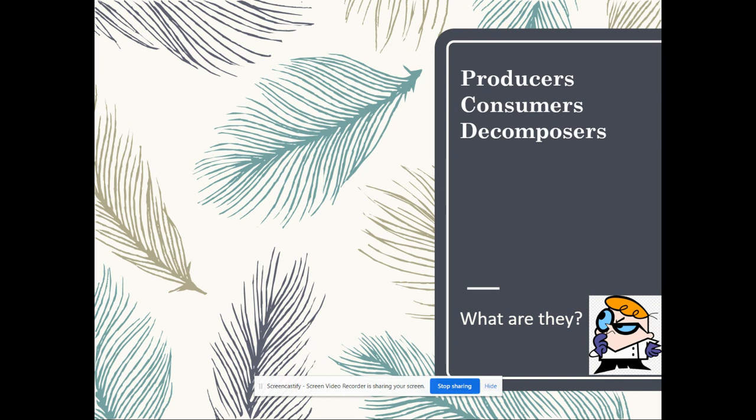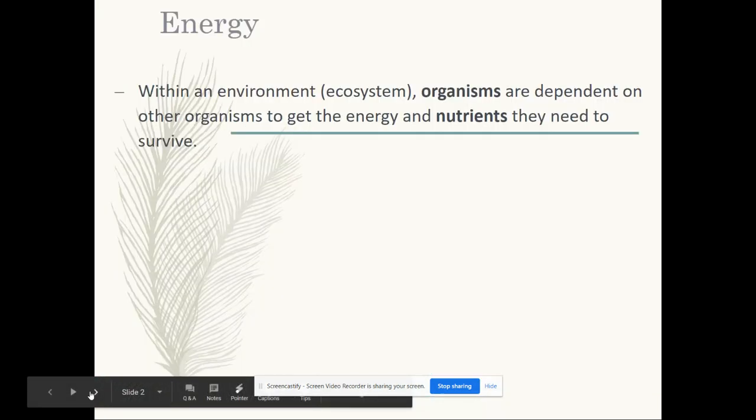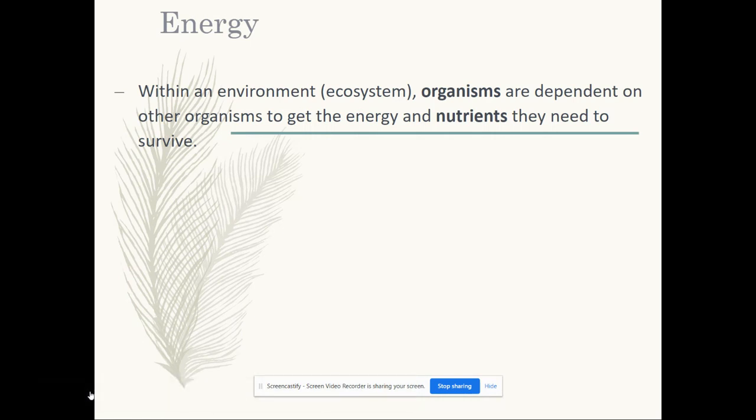In this lesson, we're going to be covering different types of living things known as producers, consumers, and decomposers. After we define these terms, we're going to go over how all three kinds of living things are connected. Let's start with this statement that's going to summarize some of the main ideas we're going to touch on.